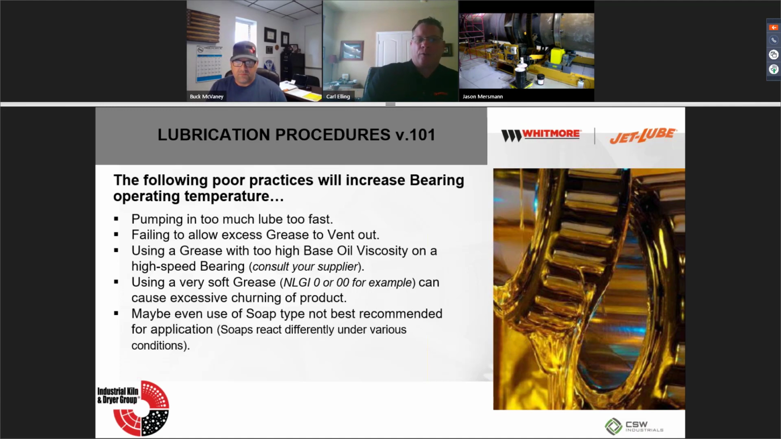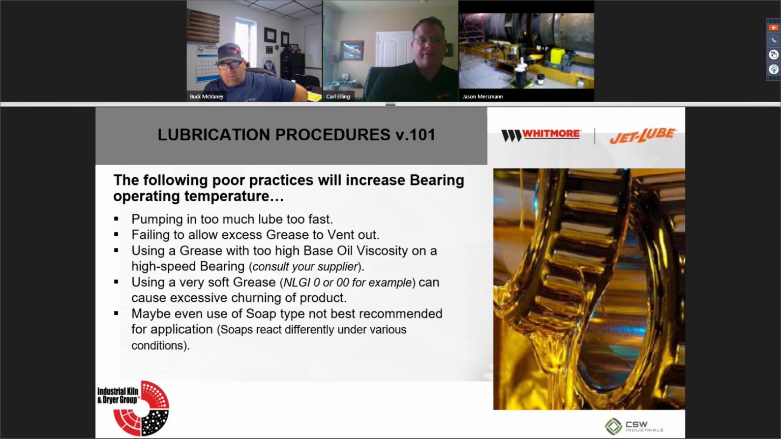But the following four practices will increase bearing operating temperature. If you're pumping too much lubricant too fast, that'll increase the operating temperature. If you fail to allow the excess grease to vent out, you've got too much grease there, and it actually becomes an insulator. So you're insulating all the heat inside, which is not good. And then using a grease with too high a base oil viscosity. If you've got high-speed bearings, remember, lower base oil viscosity in those high-speed bearings, not higher. So just to keep that particular thing straight: high-speed uses thinner oil.